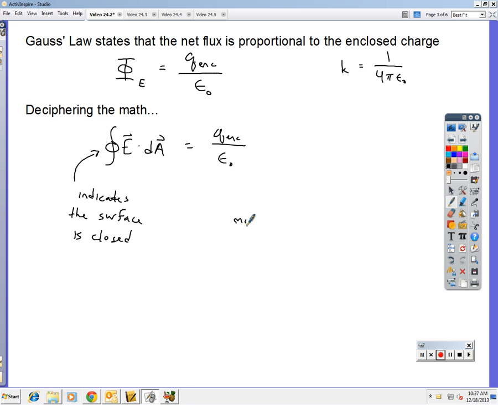Most of the time, E will be constant over the area of the surface, if you choose your surface correctly. And so the equation will look like that, which is much easier to deal with and doesn't look scary. This integral is a scary integral if you pick your Gaussian surface wrong. If you pick your Gaussian surface right, the integral becomes very easy.